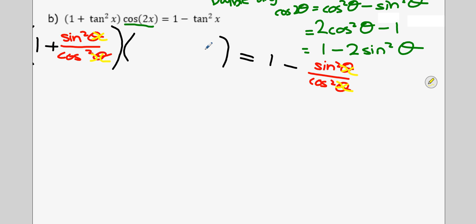So why are you writing that in? I'm just trying to make people think and ask questions. Okay, just move on. Cos squared theta minus 1. It's an x.